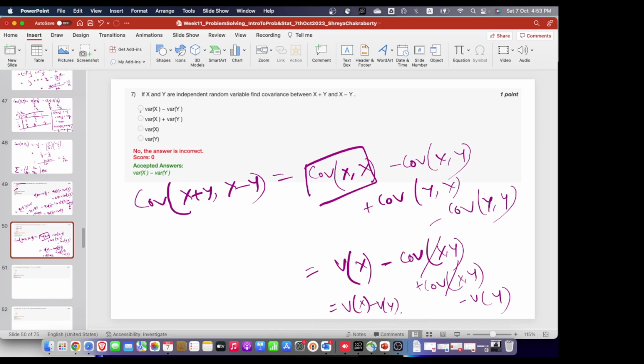Alright. It doesn't matter if it is independent or not, because here the terms are cancelling each other out. Alright, next we'll move on to the next one.